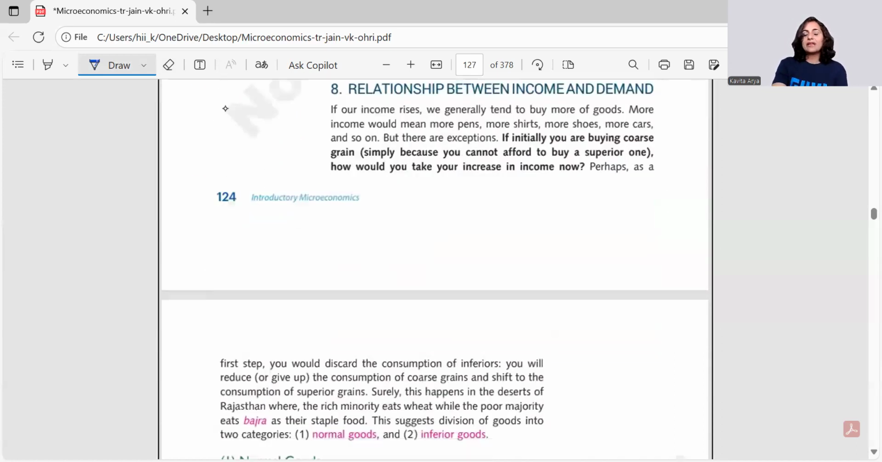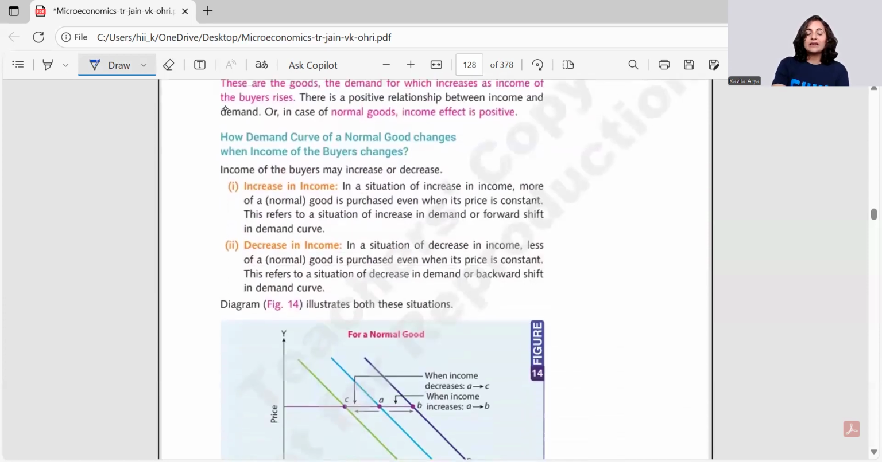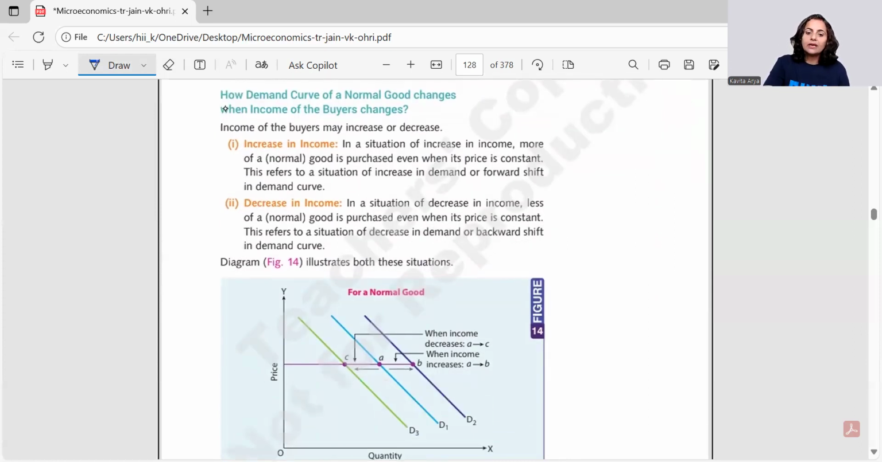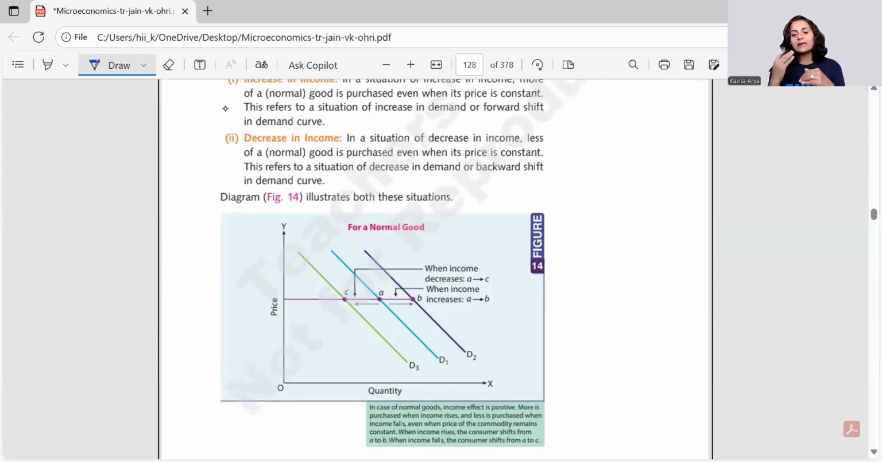So relationship between income and demand. We now talk about the normal and inferior goods. As I talked about, normal goods behave in the simple manner. Increase in income means increase in the demand of normal goods. Decrease in the income means decrease in the demand of normal goods. So A to B happens when the income increases. A to C happens, meaning demand is reduced when income is decreased.